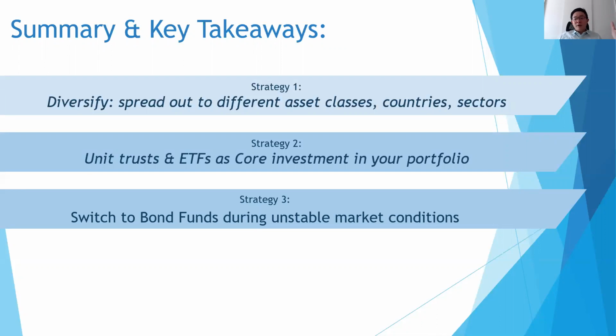iFast offers something called a wrap account, wrap as in W-R-A-P. A wrap account allows clients to do fund switching within unit trusts free of charge. So you pay a flat fee per year, you can do fund switching as much as you like, and you don't need to pay the upfront sales charge again. For shares and ETFs, we can't do that, so that's just for bond funds.